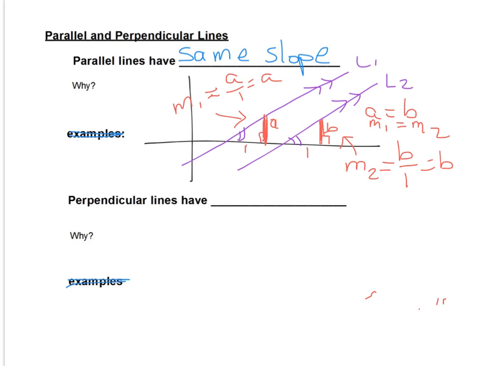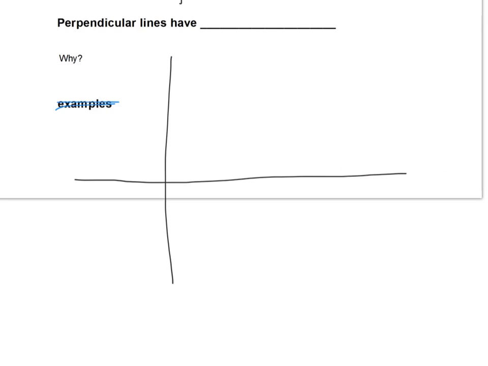Now, you are not expected to reproduce that. However, you are expected to be able to follow it. If you need to stop, pause, go back, rewind to make sure you understand why, that's important. All right, so perpendicular lines. All right, excuse the jump. Perpendicular lines have the opposite reciprocal slope.